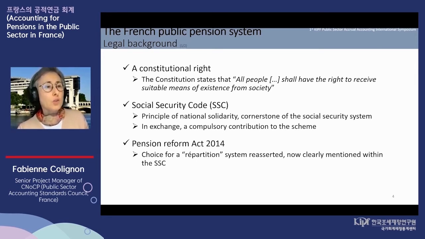Then we have a social security code that builds on the national solidarity principle. The code sets the idea of compulsory contribution to regimes. The whole system is referred to, as I said, as the répartition system, and the 42 regimes fall under this label.